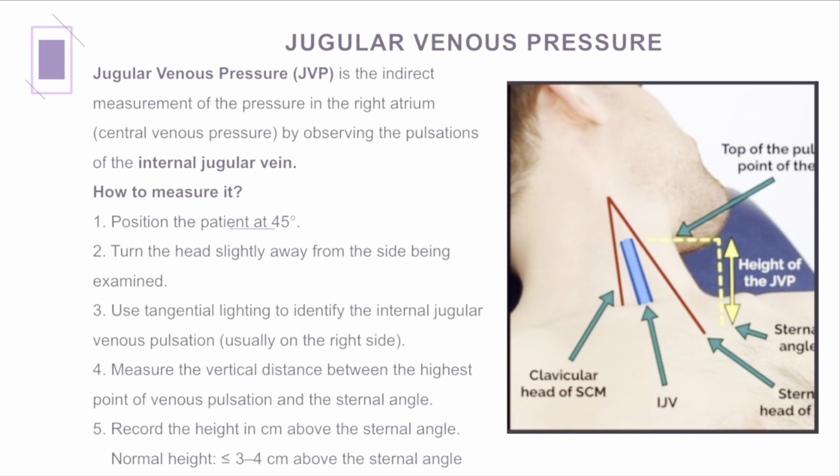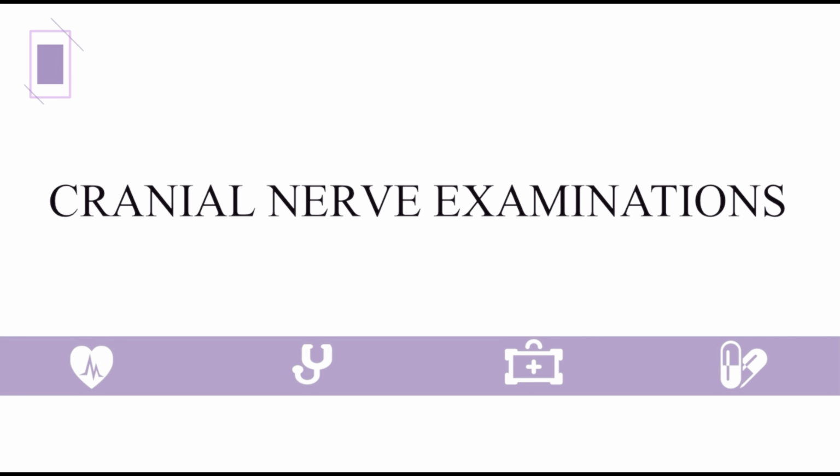The elevated JVP indicates right ventricular failure, hyperkinetic circulatory state, increased blood volume, and pulmonary disorders like asthma and emphysema. These are the steps to measure the JVP, and make sure to know about the measurement of JVP on the patient. Let's now dive into the cranial nerve examinations.